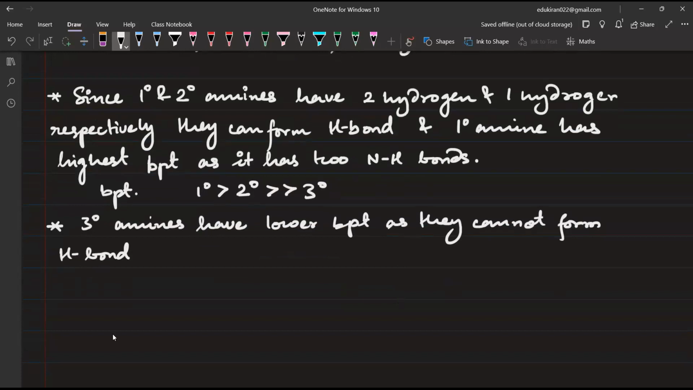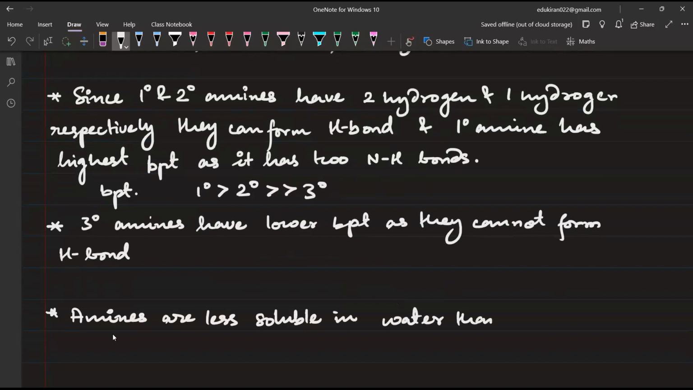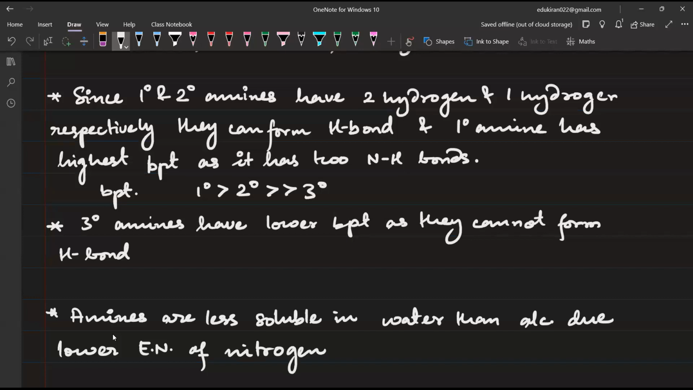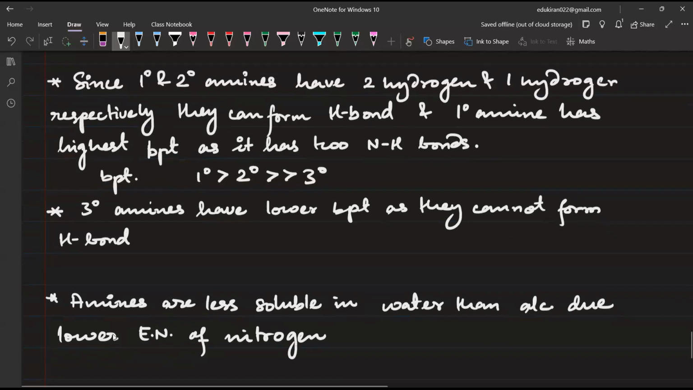Next, regarding solubility. First point regarding solubility is amines are less soluble in water than alcohol due to lower electronegativity of nitrogen. The same thing: the better the hydrogen bond with water, the higher will be the solubility. So since the hydrogen bond of NH is not very strong, the solubility is also low in amines.